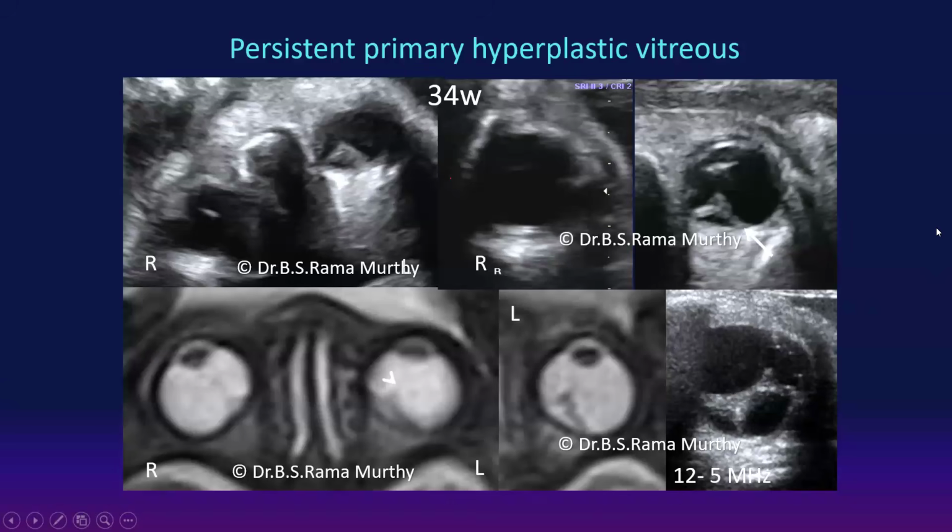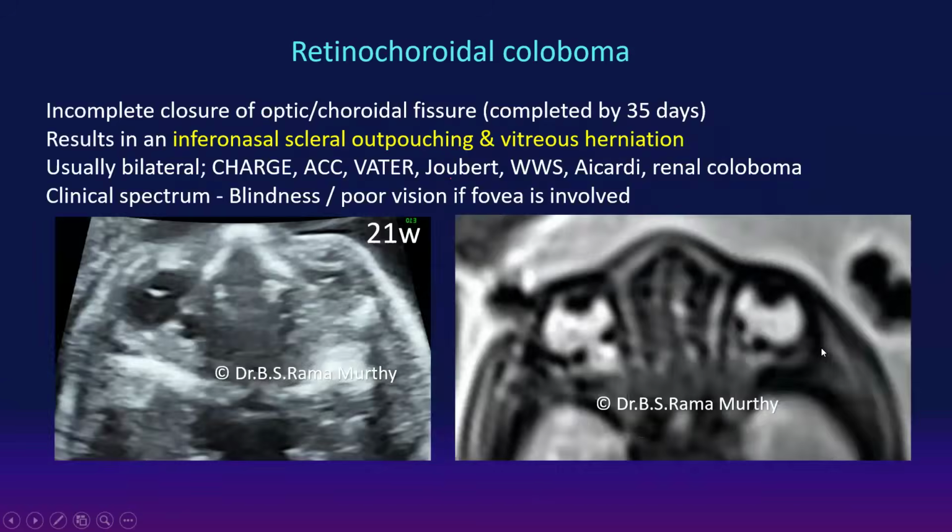Coming next to the persistent primary hyperplastic vitreous, this is when you see the hyaloid artery and the primary vitreous persisting beyond 30 weeks. This is a 34-week scan, and you're seeing this echogenic thick structure going from posteriorly up to the lens, and that is the PPHV, persistent primary hyperplastic vitreous, and that can lead to problems later on. Again, opacification of the posterior capsule of the lens can occur in such cases.